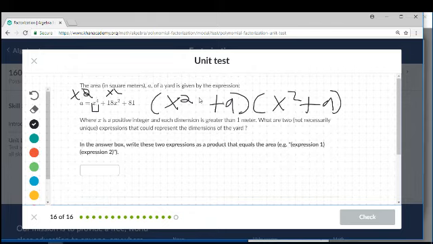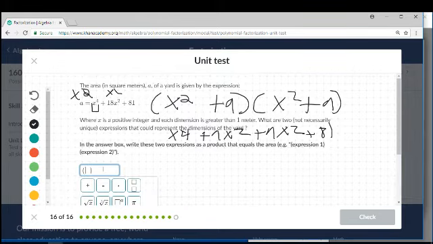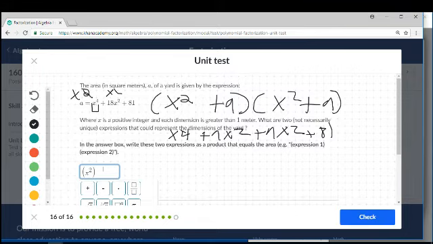So I get x squared and x squared. x squared times x squared is x to the fourth. x squared times 9 is 9x squared. 9 times x squared is 9x squared. 9 times 9 is 81. So that means 9x squared plus 9x squared is 18x squared. So this should be x squared plus 9, and then the term squared.